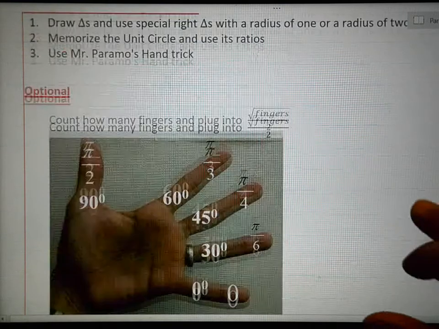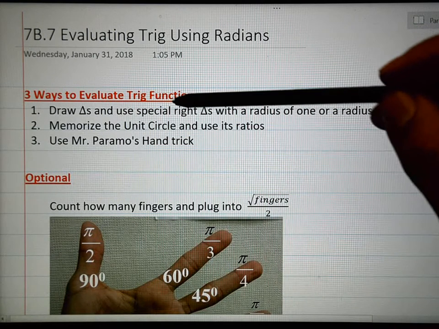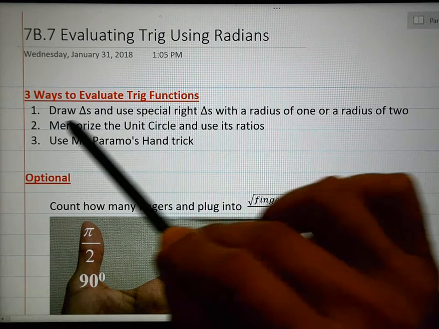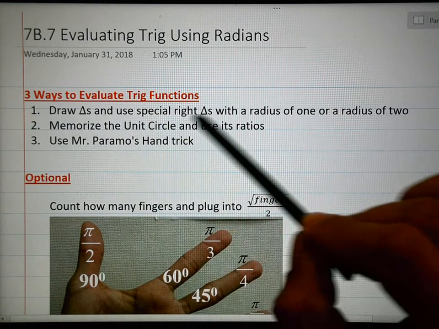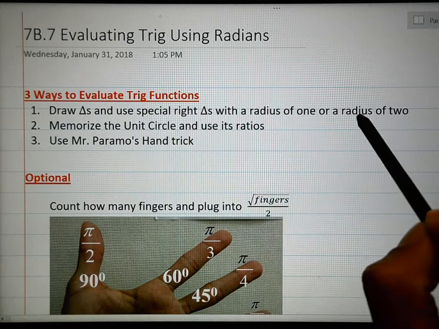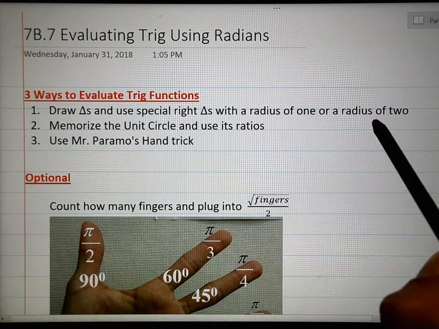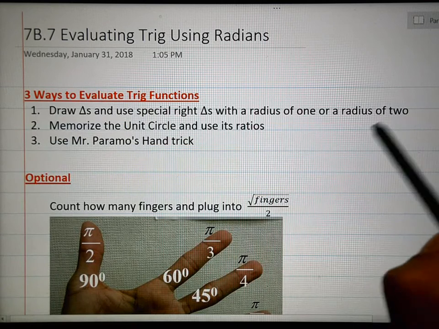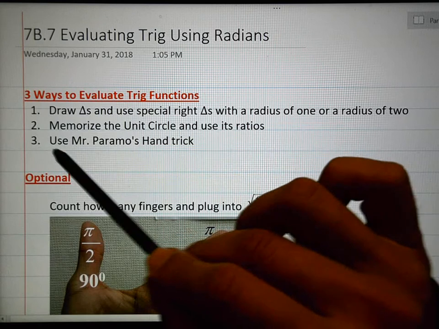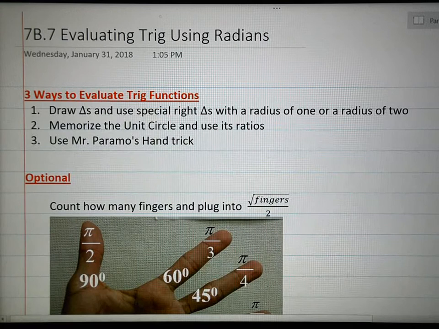And so what I wanted to remind you of was that you are still going to use the same techniques that you learned in the 3rd worksheet and the 4th worksheet and the 5th worksheet. You can either draw the triangles with a radius of 1 where the sides will be fractions, or use the one with the radius of 2 because your reference angles will still reduce and it still works out. Or you can memorize the unit circle and use its ratios, or you can use Mr. Promo's hand trick.